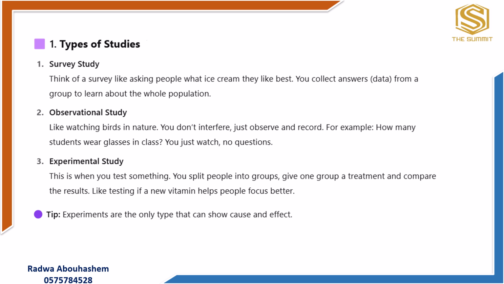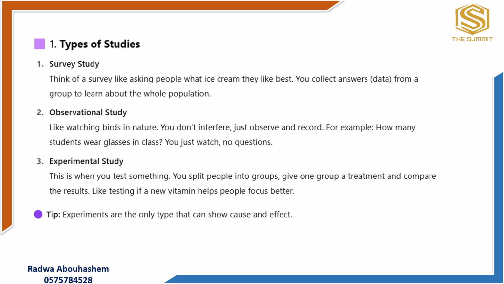You have a survey study, like going to your classroom and asking them about their favorite flavor of ice cream, and you do it on the whole population. Or an observational study, like watching birds in nature. You don't interfere, just observe and record. Or, for example, how many students wear glasses in your class? You just watch and record. That's it. And you have the experimental study.